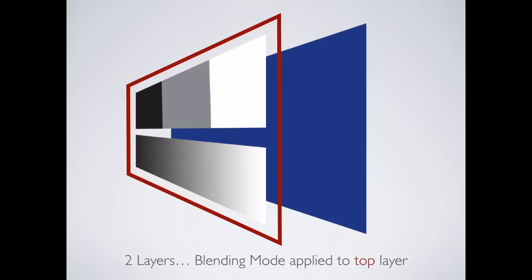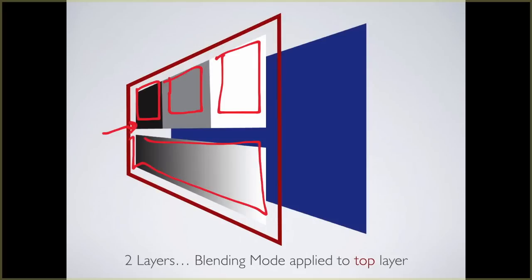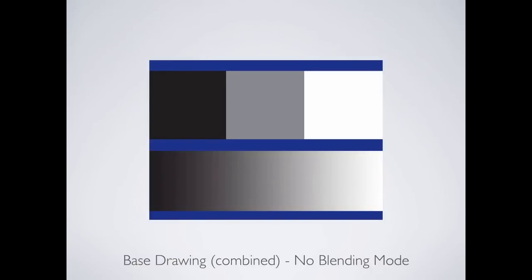Around this we have the black square, the gray square, and the white square. Around all of that is transparent. And then I have a gradient here so you can see how it corresponds to a variety of colors. Let's move forward. So we look at this. This is my base drawing.